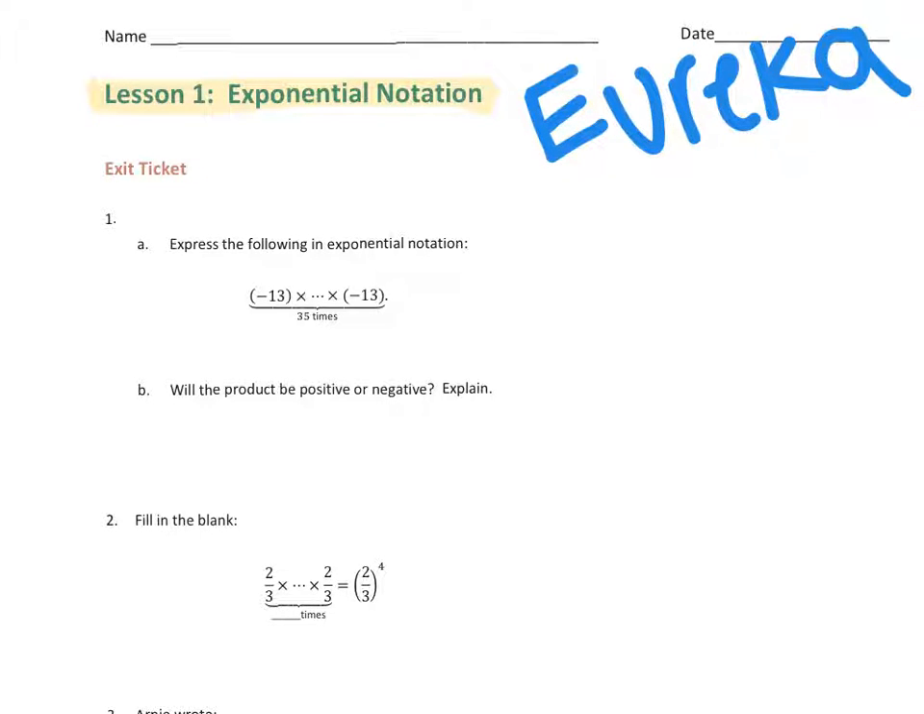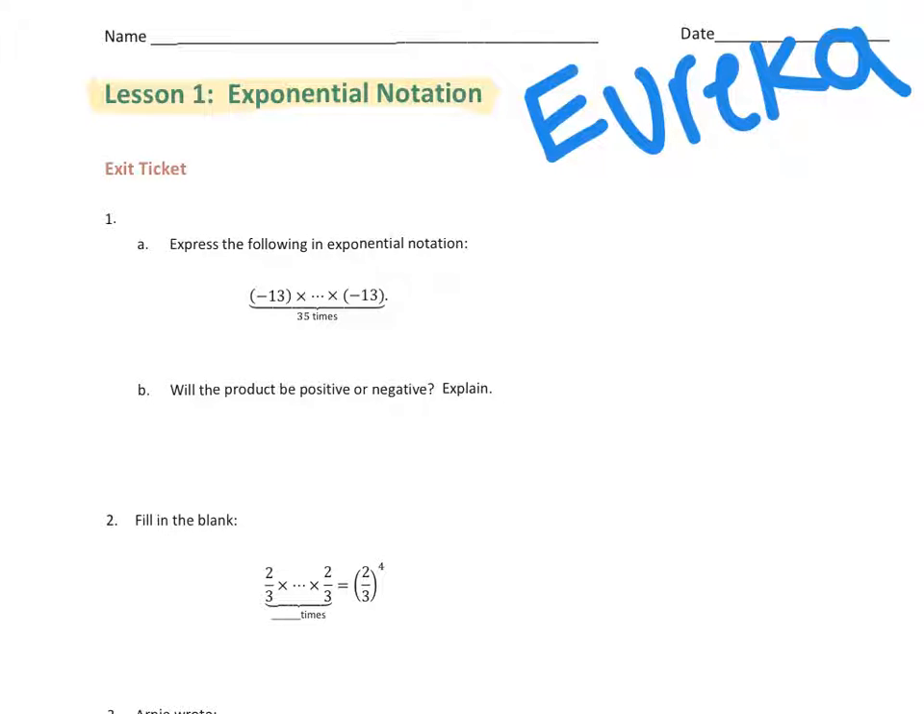This video is to go along with Eureka, Module 1, Lesson 1. In this lesson, we just briefly introduced exponents and exponential notation. You would have already seen this in 6th grade as well as 7th grade, but we wanted to start off easy and have a nice little review.